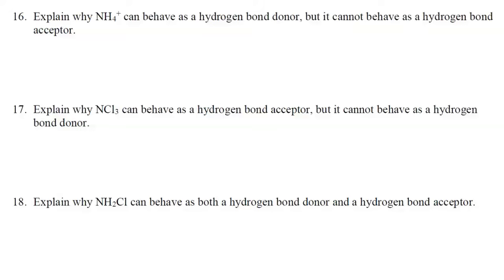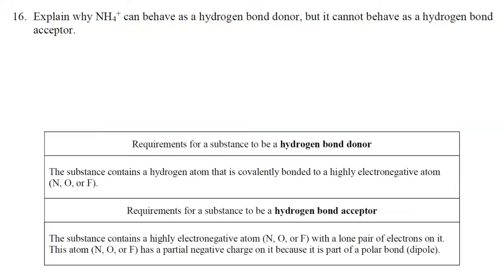All right, questions 16 through 18 are good examples of whether things can or cannot serve as hydrogen bond donors or acceptors. Let's take a look. Number 16. Explain why NH4+, which is the ammonium ion, can behave as a hydrogen bond donor, but it cannot behave as a hydrogen bond acceptor.